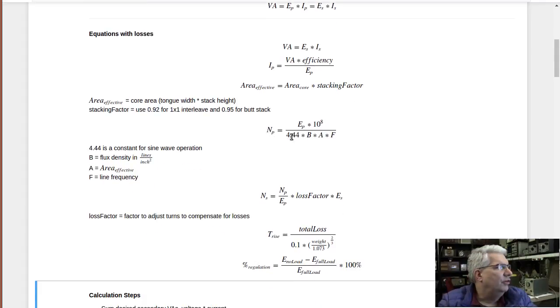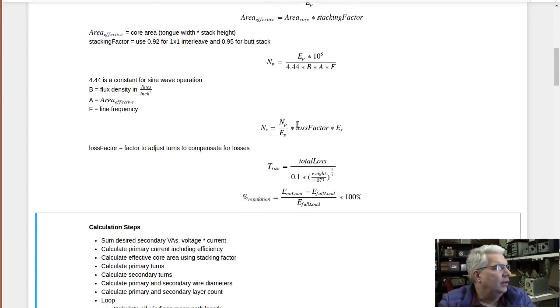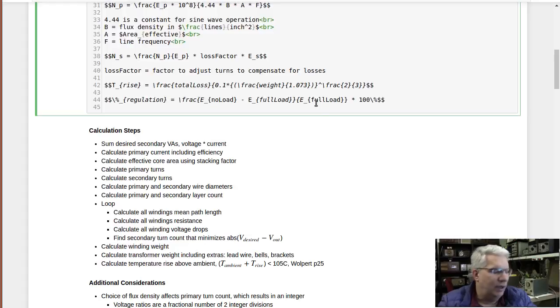And then here's the first equation that you end up coming up with. This calculates the number of turns based on the voltage of the primary, and this constant down here is for sine wave power. Flux density is B. This A is the effective area of the core, and the frequency is the line frequency that we're working with. You can change that here in the code as well. It defaults to 60 hertz for the United States. And there's a loss factor that he calculates in.